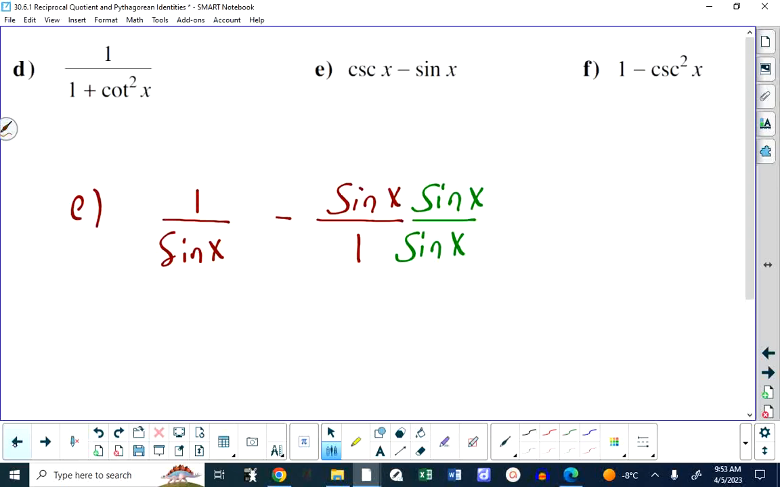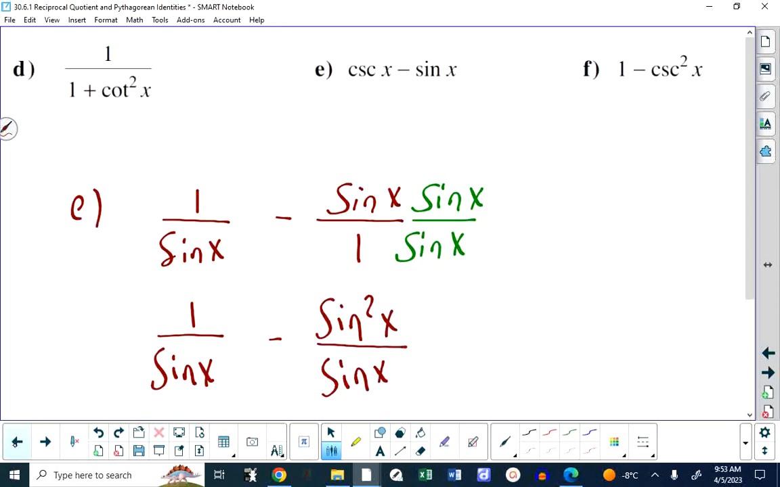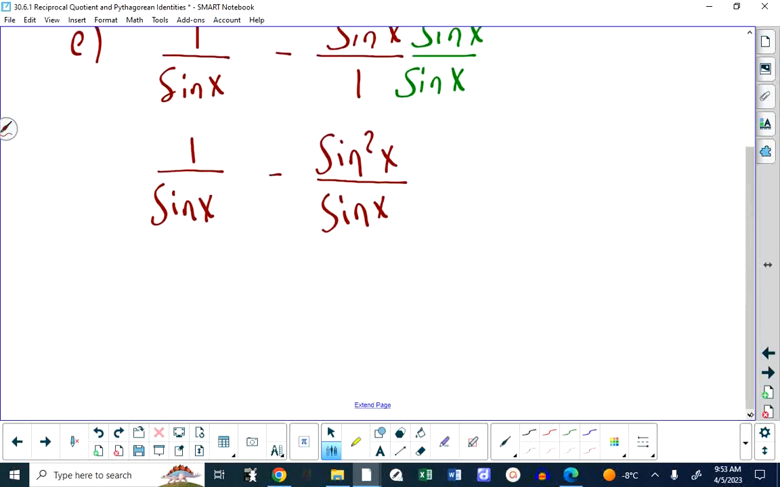And I get 1 over sine of x minus sine squared of x over sine of x. And now I can put these together because they have the same denominator. So it's going to be over sine of x, and it's 1 minus sine squared of x.